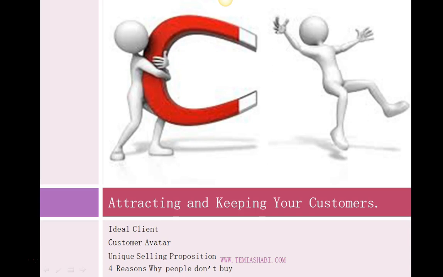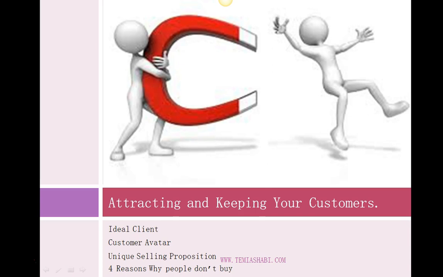And secondly, we'll talk about your customer avatar. So when identifying your client, you must have an image in your head. That image is what you would face. That image is what you would address anytime you have something to say or to sell to your audience.